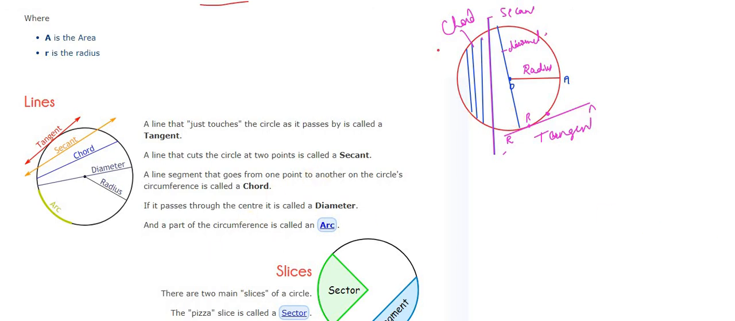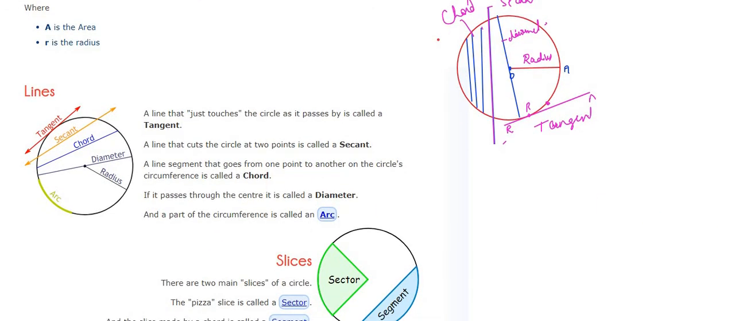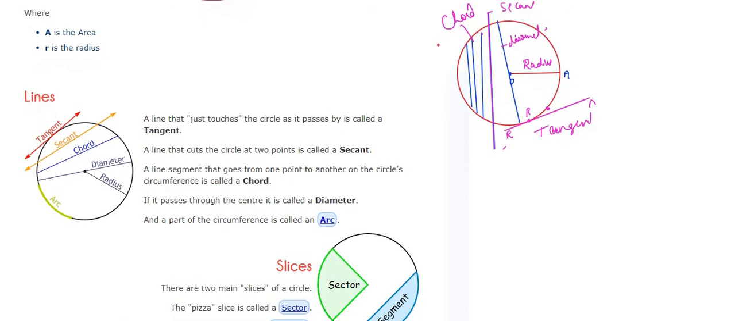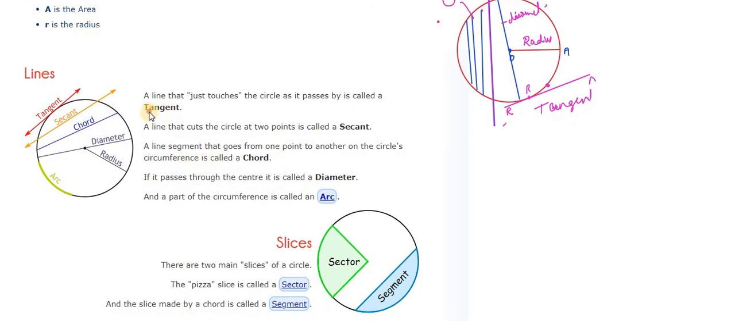Okay, so you should be very careful with these line segments. These are all very important from the examination point of view. A line segment that just touches a circle and passes by it is called a tangent. So tangent is the one which touches the circle at a single point. The line segment that cuts a circle at 2 points is called a secant. A line segment that goes from one point to another on the circle circumference is called a chord. If it passes through the center, it is called a diameter.